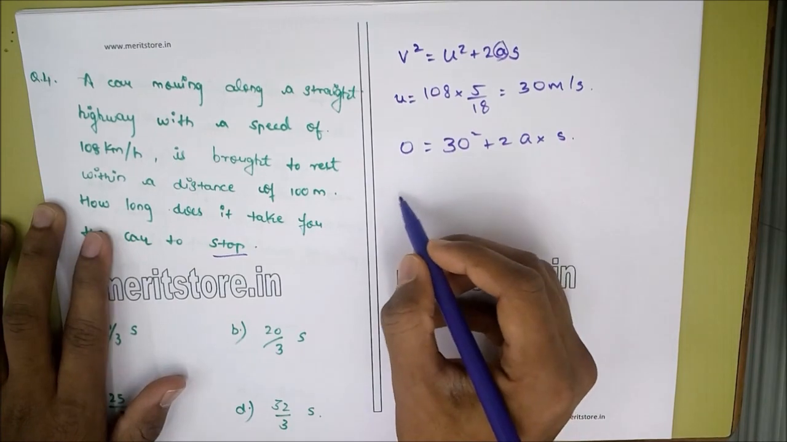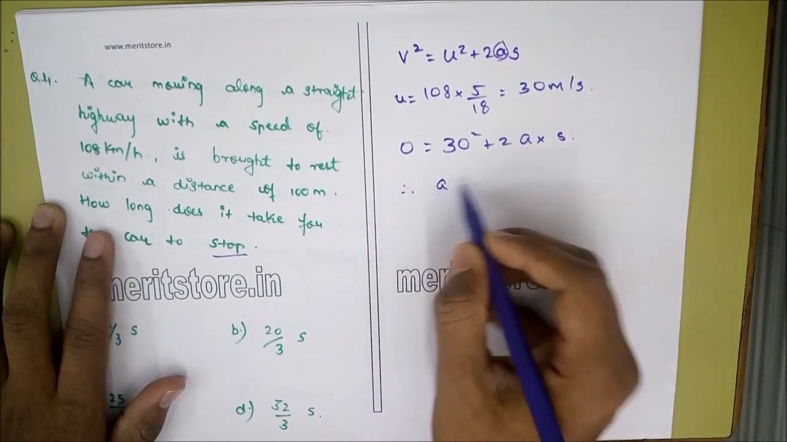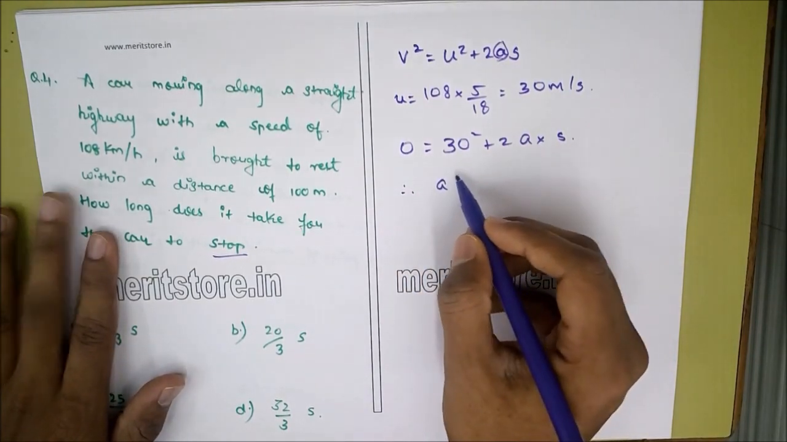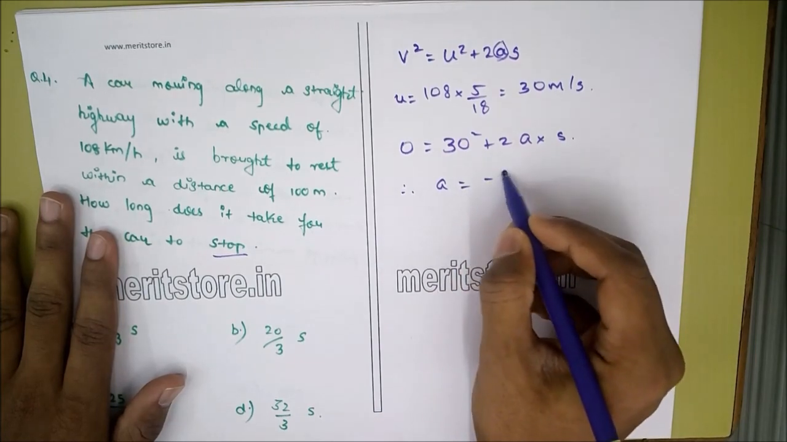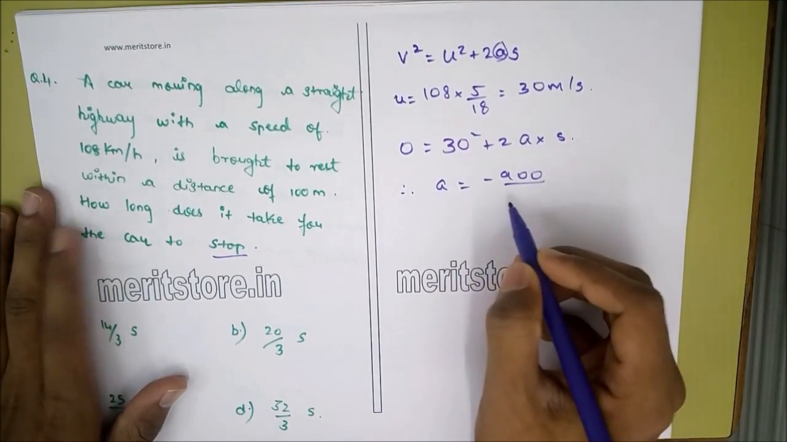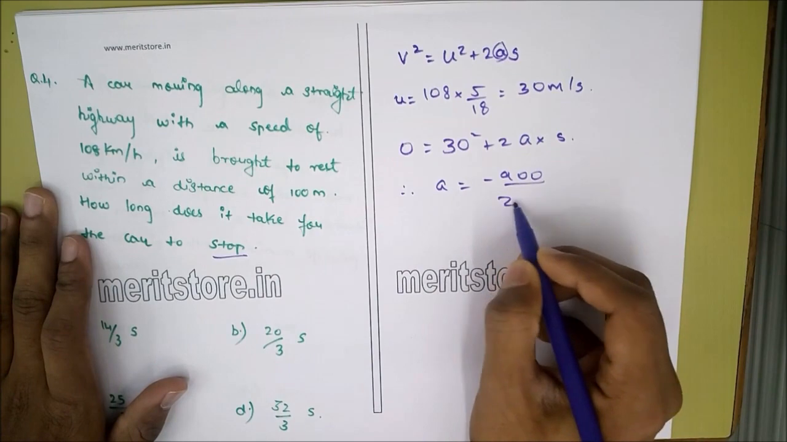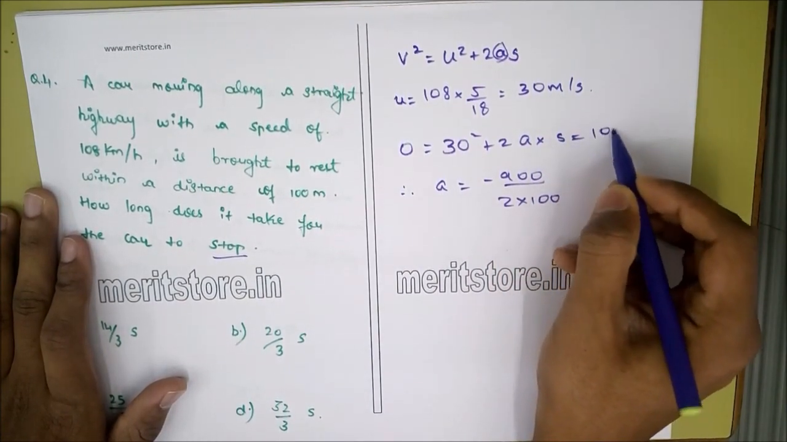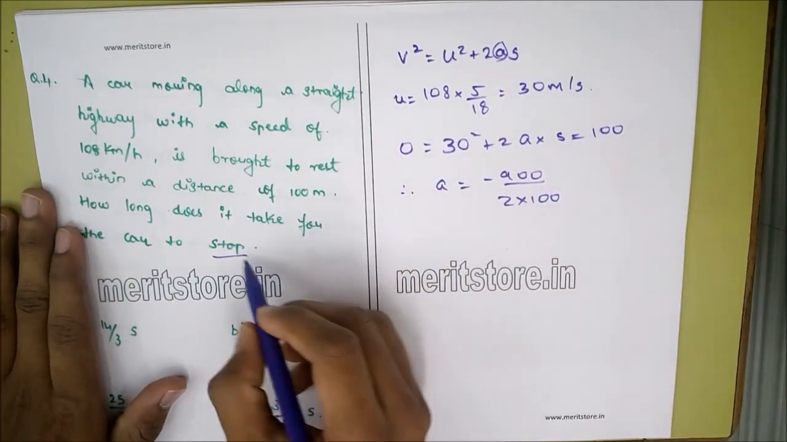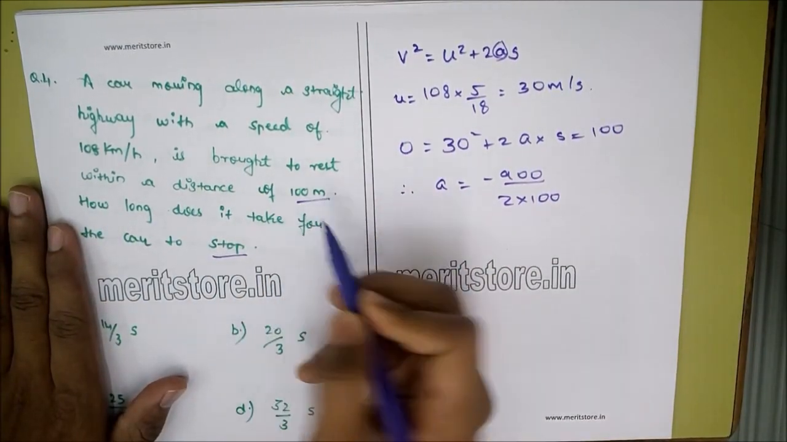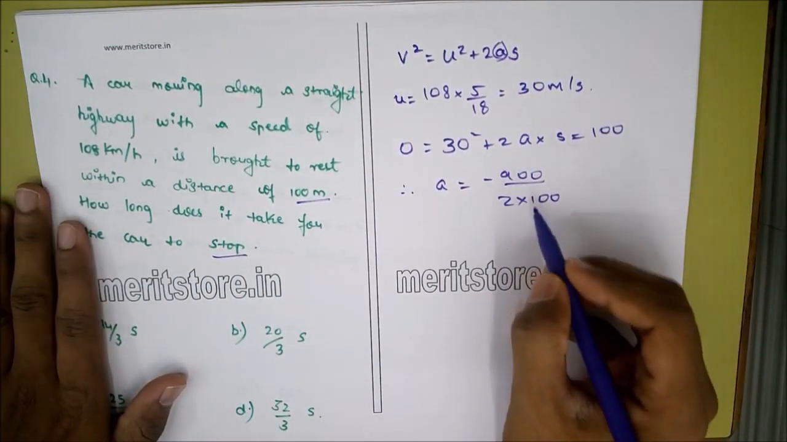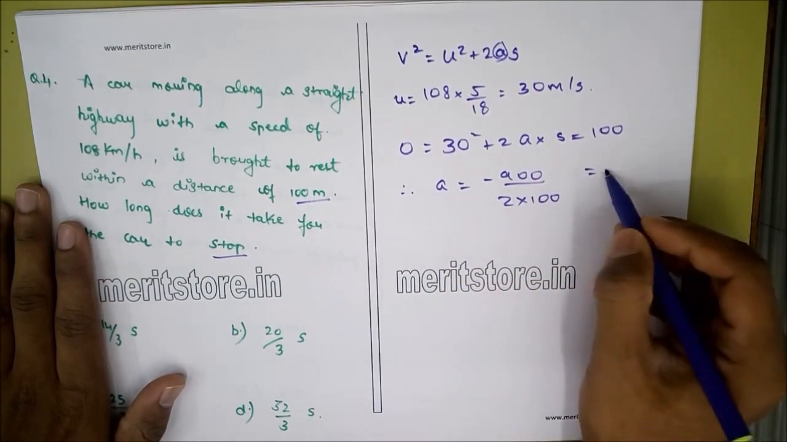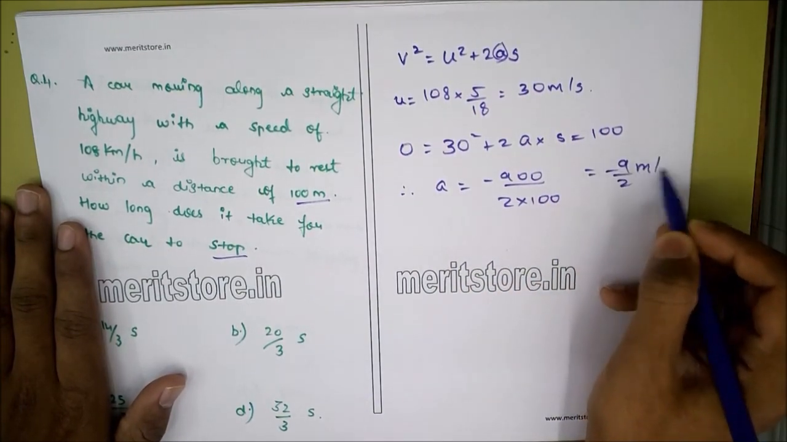So therefore, acceleration is equals to minus 900 upon 2 into 100. The value of s over here is substituted as 100. So acceleration, we get it as minus 9 by 2 meters per second square.